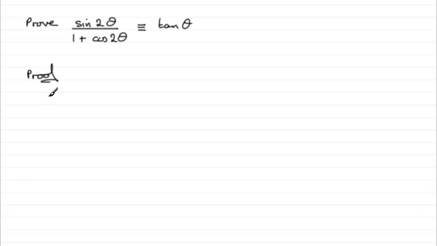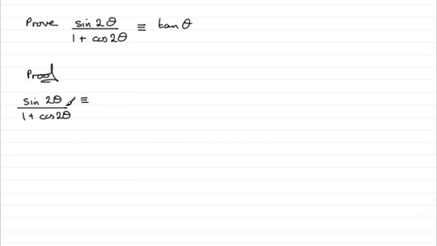Now you could write LHS, left-hand side is identical to, or you could just copy this down. I generally like to copy the identity that I've got to prove down, so I'm going to do that. Sine 2 theta all over 1 plus cos 2 theta.